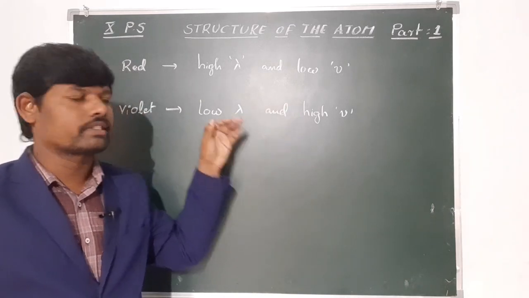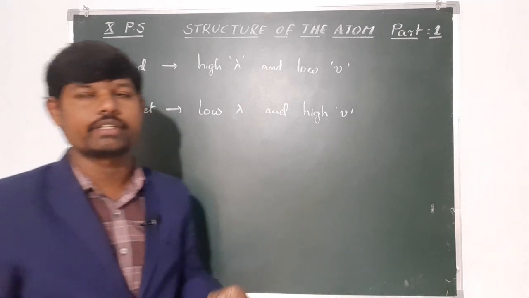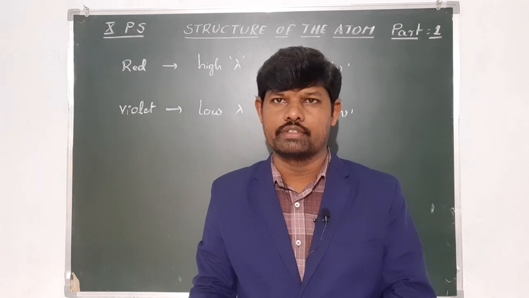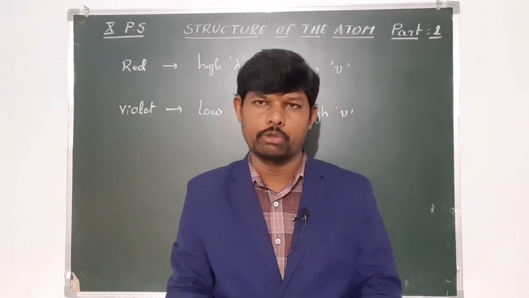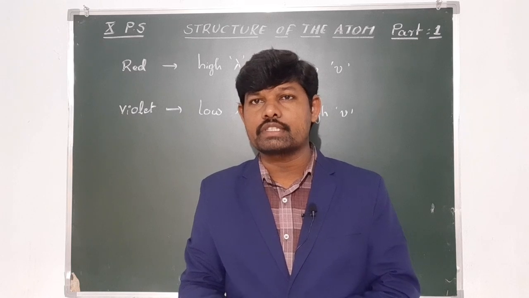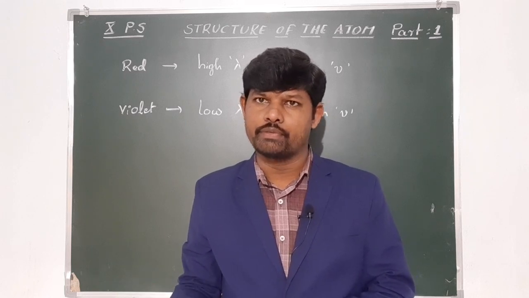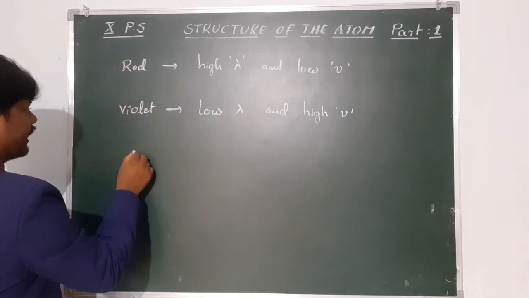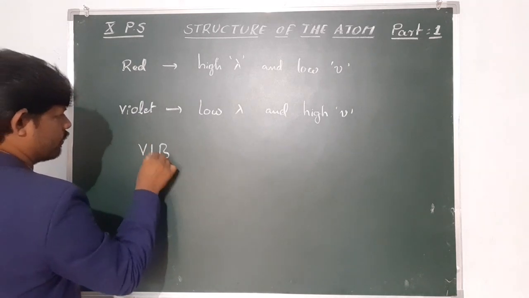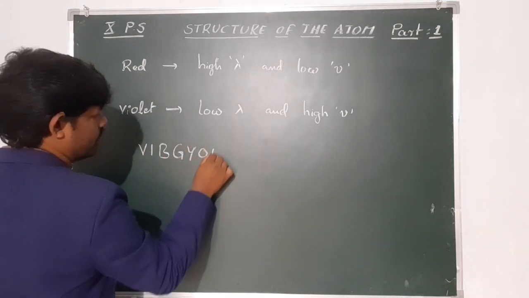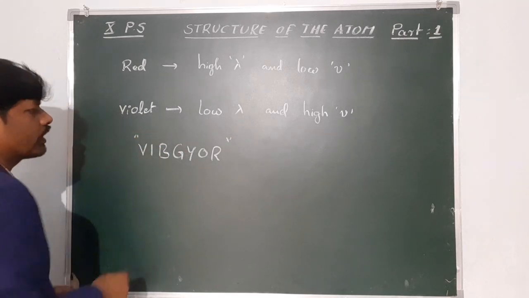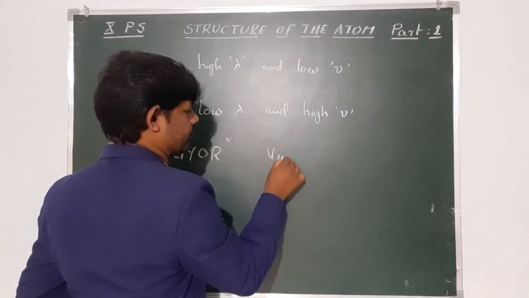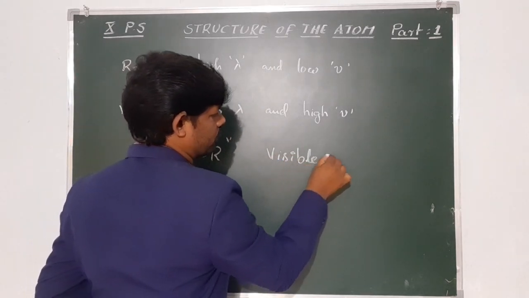What about the remaining colors in between red and violet? These colors or wavelengths are visible to the naked eye of humans, which is why this is called the visible spectrum. The visible spectrum is nothing but red to violet, which we can say as VIBGYOR. VIBGYOR is visible to the human naked eye. That is why this is called the visible spectrum.